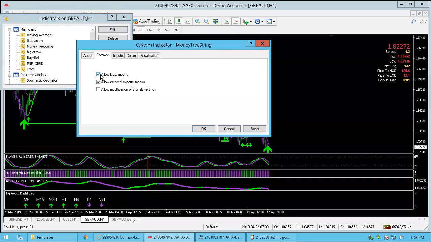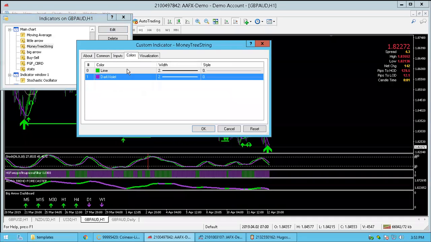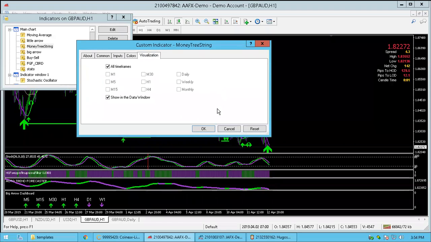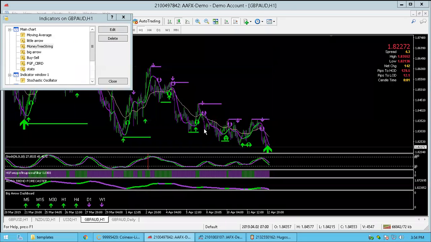You got the inputs, which are 40 and 3 and 0. Apply it to close. And I like green and purple because those are biblical colors and they're really pretty. And that's it. My favorite colors too. I'm going to change mine to those.